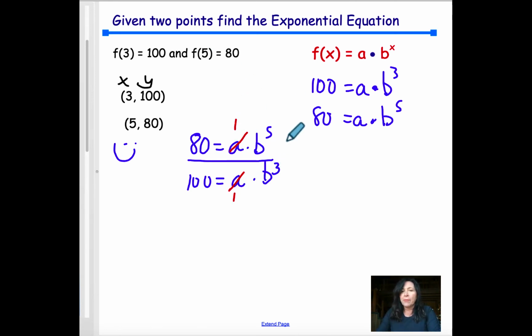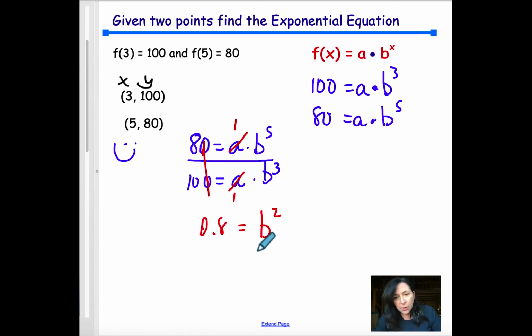And then remember, the bases stay the same, right? If you can divide, bases stay the same, and then you subtract the exponents. If you were to go x to the 2nd times x to the 3rd, that would be x to the 2 plus 3. But when you're dividing, they actually get subtracted, not added. So that's going to be b to the 5 minus 3, which is b squared, and that's going to equal 80 divided by 100, which is 0.8.